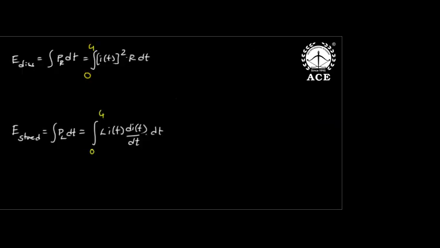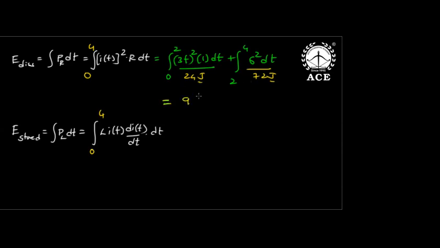Now let us integrate. From 0 to 2, the current function squared, that is 3t whole square, into R which is 1 ohm, dt, plus from 2 to 4, the current function squared, that is 6 square dt. So how much will this be? From 0 to 2 you will get 24 joules, and this one you will get as 36 into 2, 72 joules. So the total energy dissipated will be 96 joules.